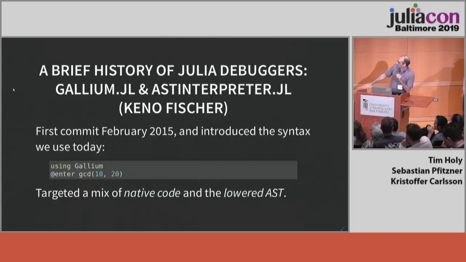The next really big event in the debugging landscape was due to the amazing Keno Fischer, and he started a package called Gallium. You can see the fingerprints of that package very much in its descendants today. It introduced the syntax that we use for debugging. And Gallium targeted a very different level of that compilation pipeline.